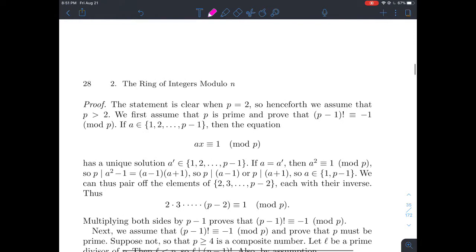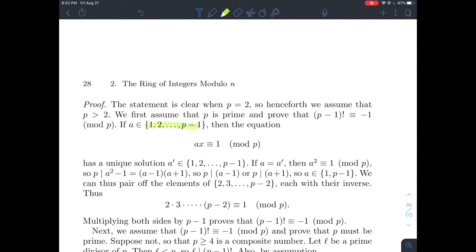So what's the proof? It's an if and only if, and we're going to assume that p is a number bigger than 2. Since it's an if and only if, let's assume the first part. Let's assume p is prime, and we'll try to prove that (p minus 1) factorial is equivalent to negative 1 mod p. So if you took an element in the set from 1 up to p minus 1, it could be any one of those, then what do we know?